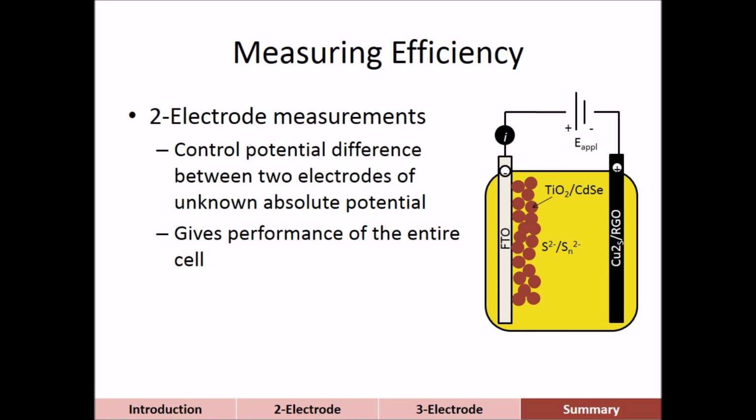So in summary, both 2-electrode and 3-electrode measurements can be used in determining quantum dot solar cell performance characteristics. Using a 2-electrode setup, the potentiostat is used to control the voltage between the working and counter electrodes. So this measurement gives us real-world performance information of the solar cell, such as solar energy conversion efficiency, our open circuit voltage, and our short circuit current.